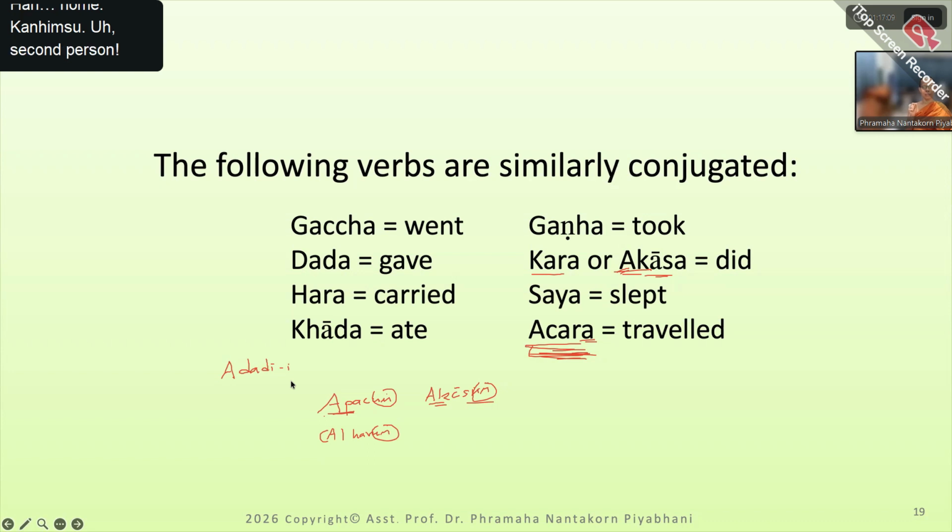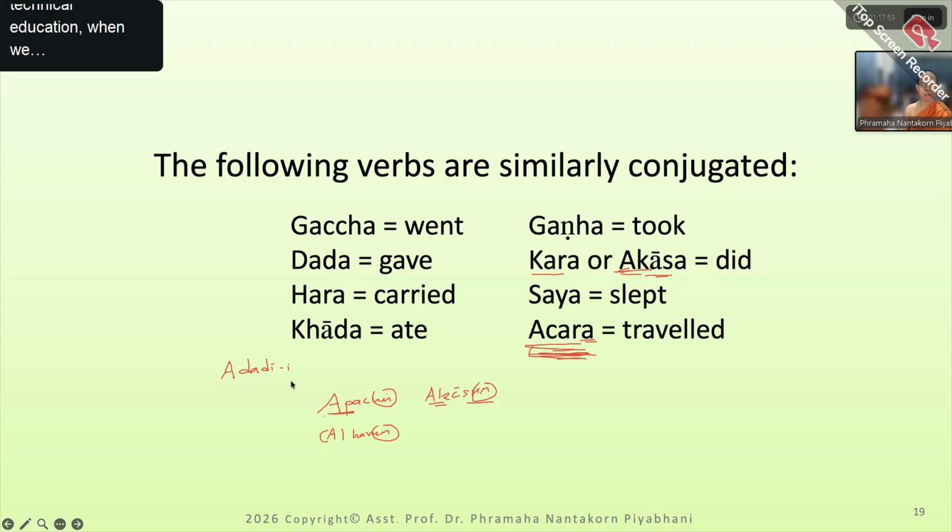Second person: akanho, akanho. Plural: akanhitha, akanhita. First person: akanhim, akanhim. And then the last one: akanhimha, akanhimha. See the past tense conjugation.